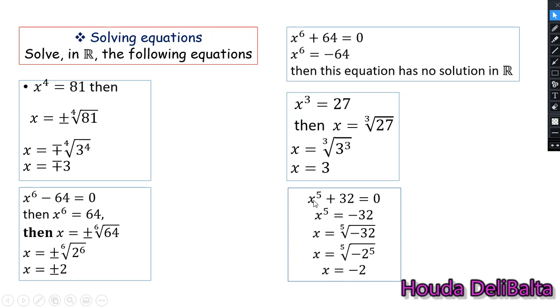And finally, if I have x to the power 5 plus 32 equals 0, all I do is move 32 to the other side, then x to the power 5 is minus 32. So I have to take a fifth root to get rid of power 5, then x is equal to the fifth root of minus 32. Note that this is defined here because the index is odd, while if the index is even, for example 6 or 4, then this is not defined in R. Also, I change 32 into 2 power 5, and simplifying 5 by 5, I will get that x equals minus 2. And by this, we reached the end of our chapter, Powers of Real Numbers.